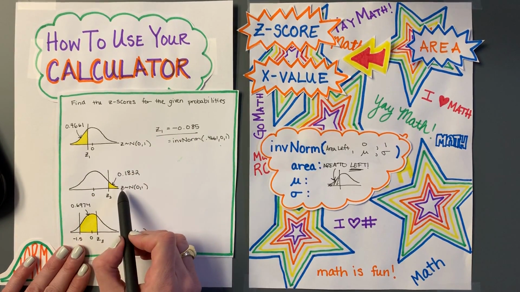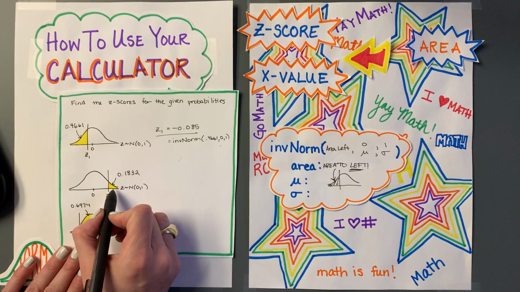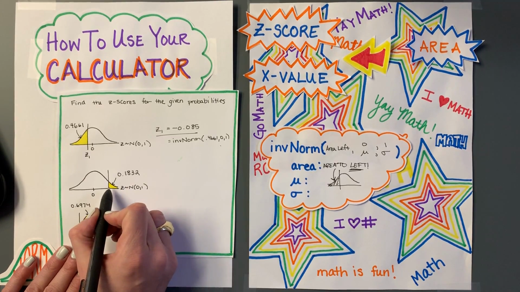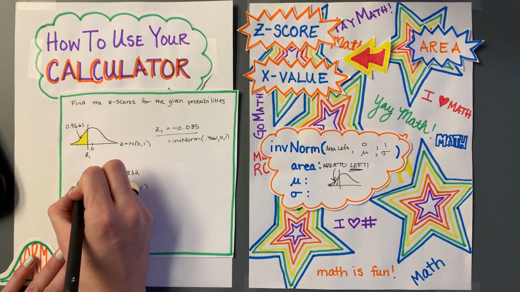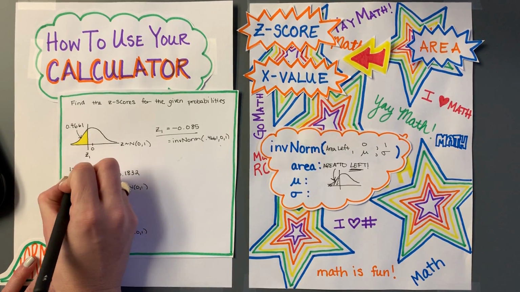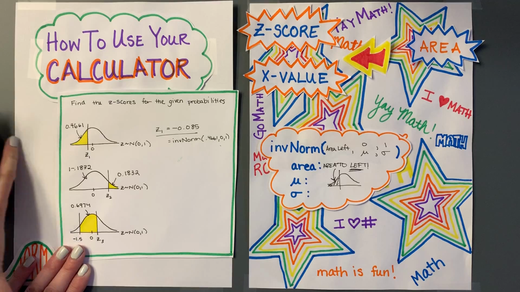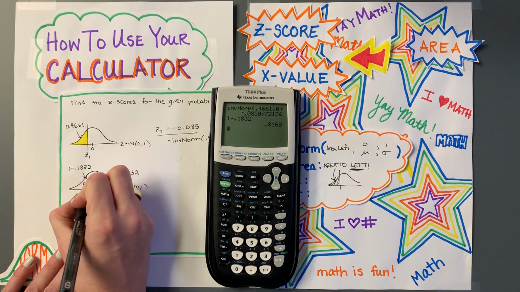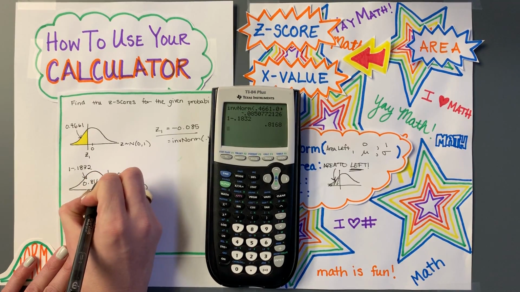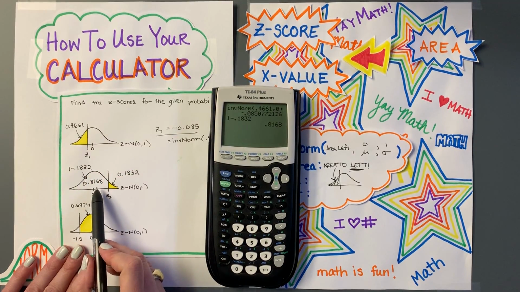All right, looking at this next one. Remember, we need area to the left. What we know is area to the right. In order to find area to the left, this area will be 1 minus 0.1832. So let's do that on my calculator. And I get that this area is 0.8168. That is my area to the left.